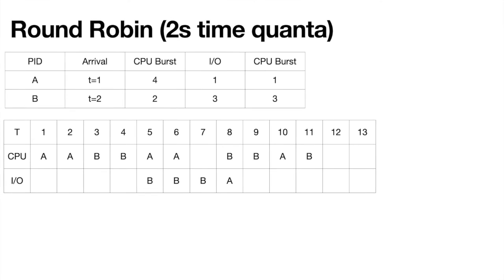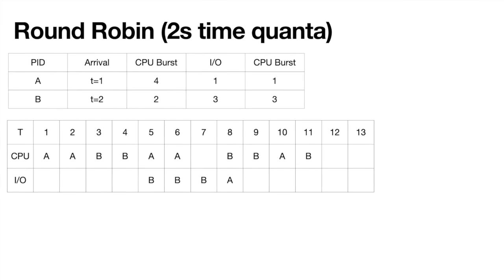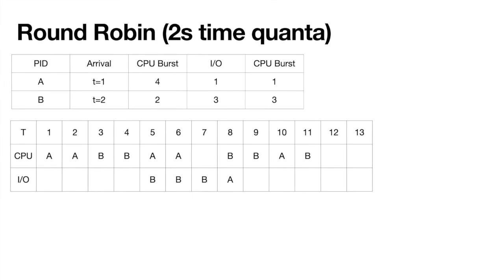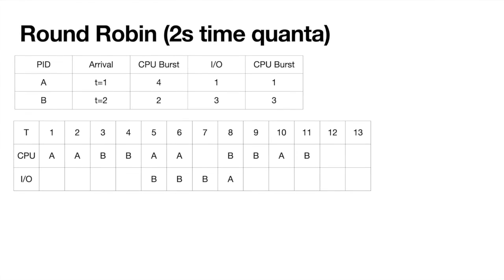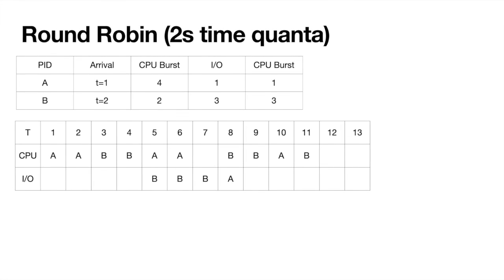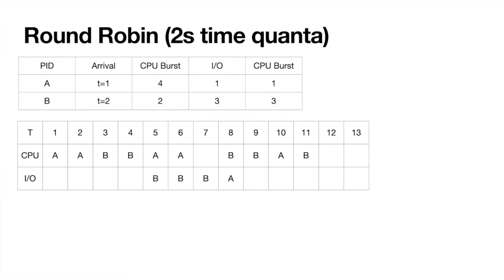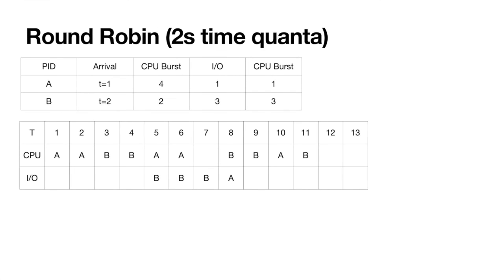At t equals 8, B finishes I/O. A can now do its I/O and B will be scheduled. At t equals 9, A finishes I/O and A will be queued after B. At t equals 10, B finishes its 2-second time quanta and A will be scheduled. At t equals 11, A finishes and B will be scheduled. And at t equals 12, every job finishes.